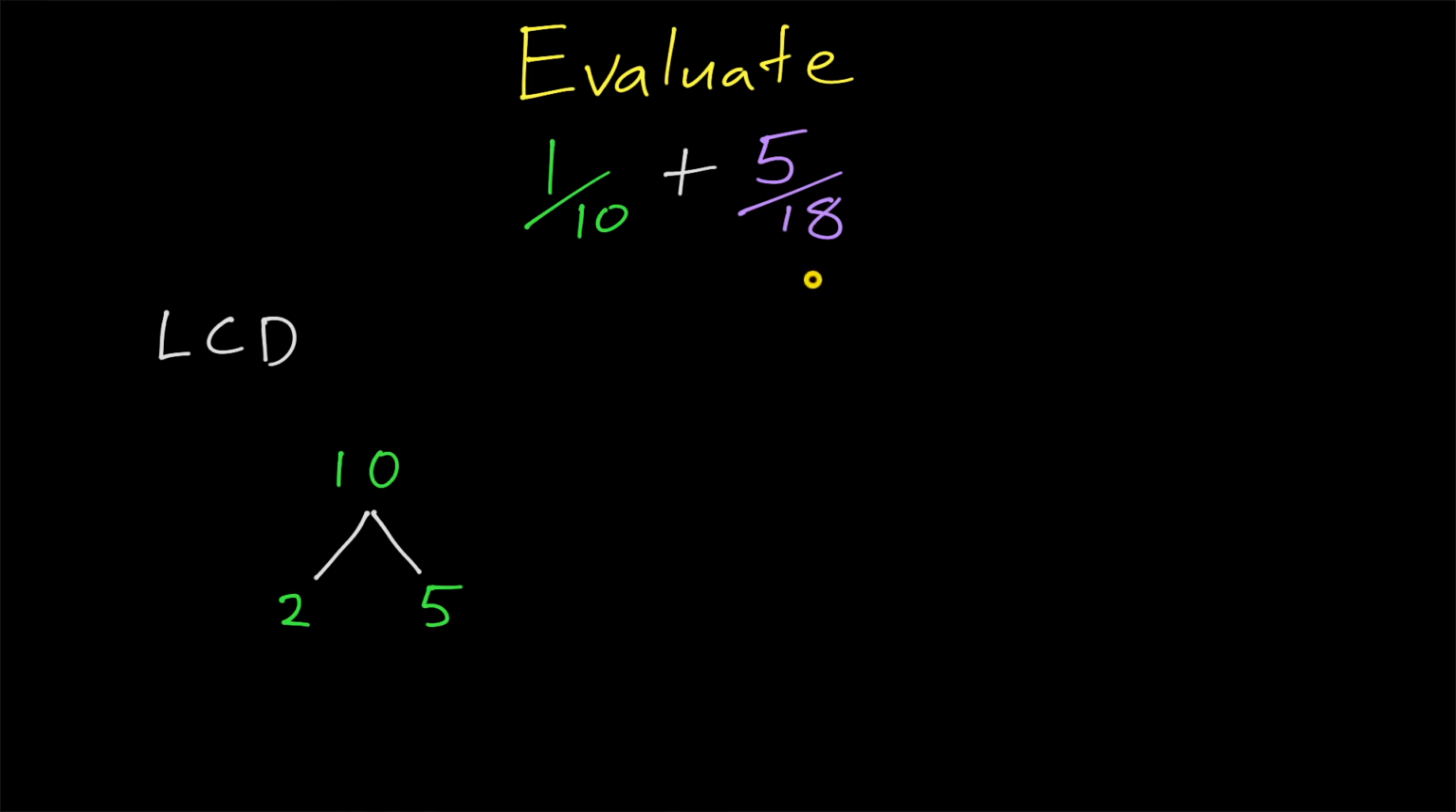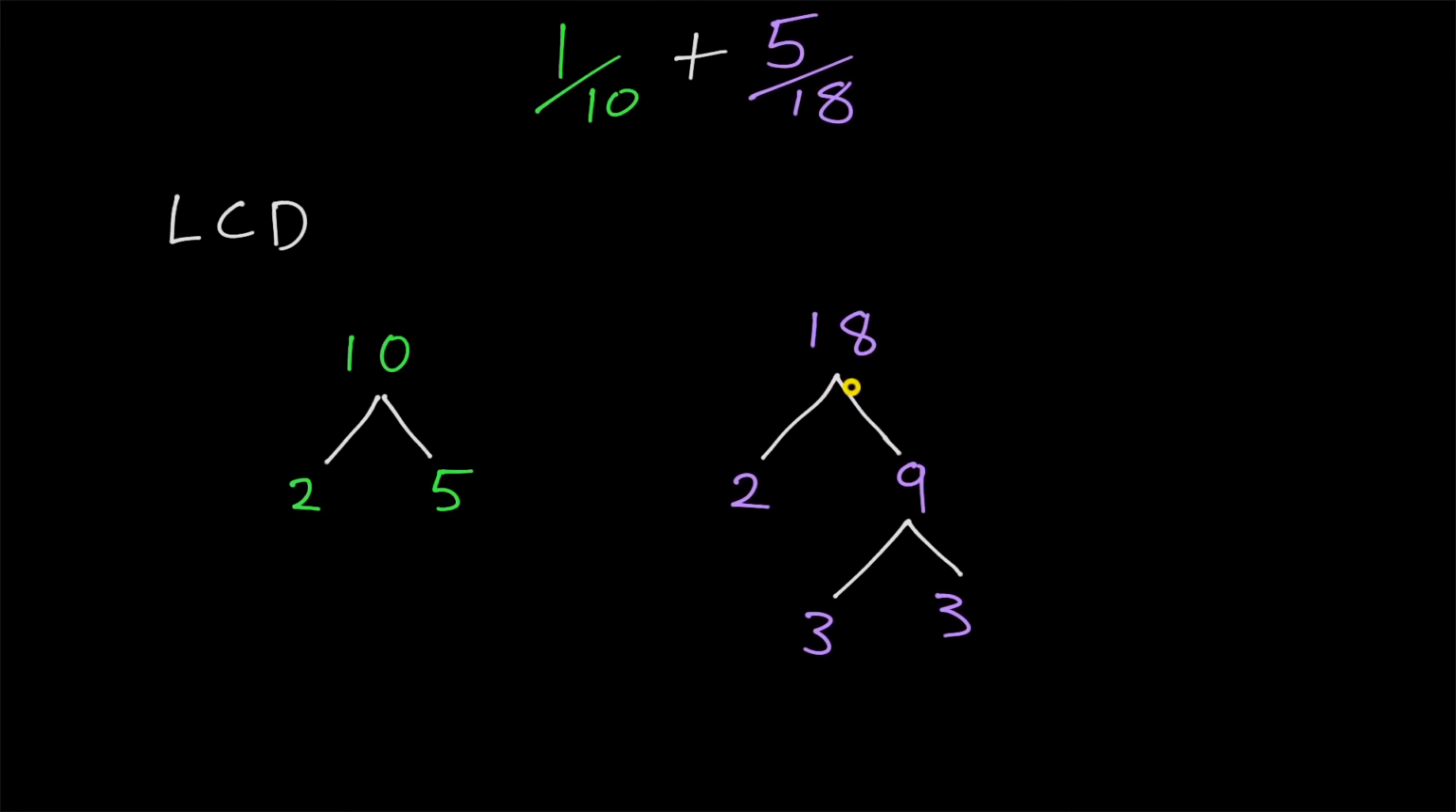Now let's have a look at the second denominator, 18. Well, 18 is also an even number, so it will be divisible by 2. And you're going to have 18 divided by 2, 9 left over. And 9 is still not a prime number, but 9 is just 3 times 3, and 3 is a prime number, so 2 times 3 times 3 is the prime factorization of 18.